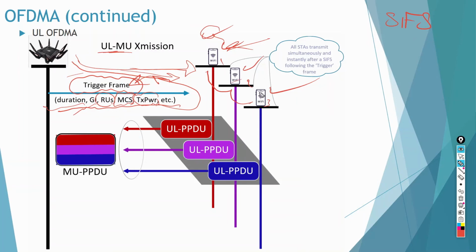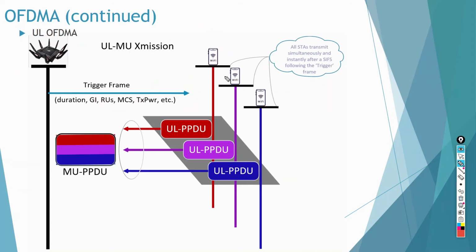What is SIFS? It's a short interframe space. So this user, this user, this user, all of them will be instructed to transmit their data instantly after the SIFS expires. As I remember, SIFS for 5 gigahertz is I think 16 microseconds, whereas in 2.4 I think it's 10. I don't remember exactly. I don't know what the value is for 6 gigahertz, but maybe later on we can check that.